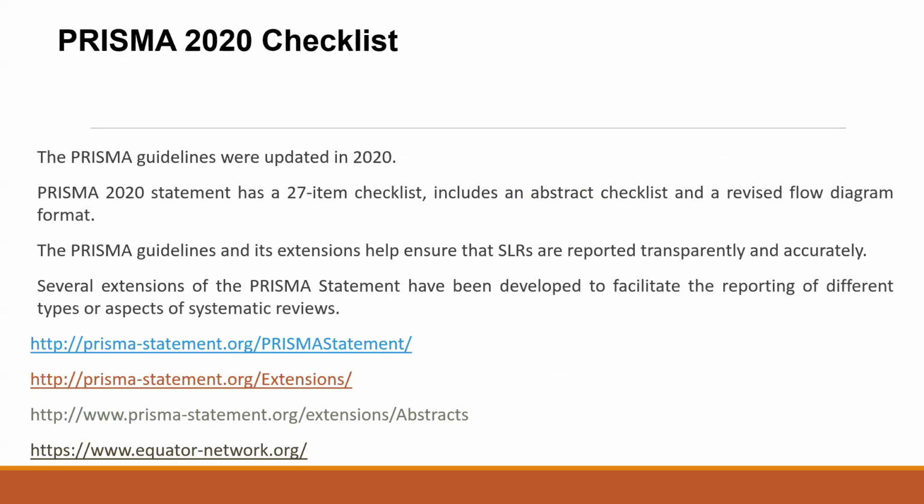This checklist is mainly used for the reporting of the systematic review, and there is also a PRISMA flow diagram. This is mainly used to show how the study selection process went: how many studies you identified in your databases, how many duplicates you removed, how many studies you screened by title and abstract, how many you assessed in full text, how many you included and excluded, and then the final number you included in your systematic review.